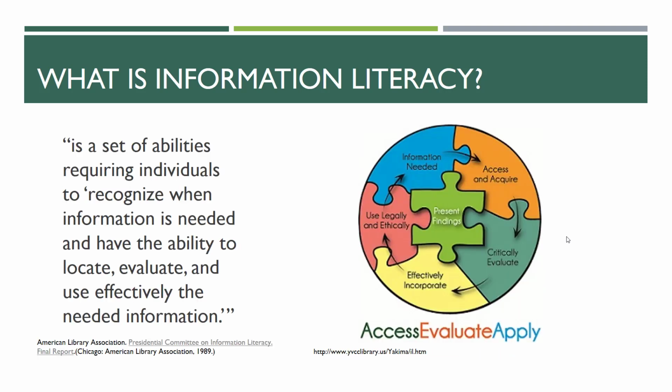A better definition for it comes from ALA, the American Library Association. They defined information literacy as a set of abilities requiring individuals to recognize when information is needed and to then have the ability to locate, evaluate, and use effectively the needed information. The first part of this definition is the easy part, being able to recognize when you need info. That's pretty much a given: you need to know something, you're going to go try and find it.